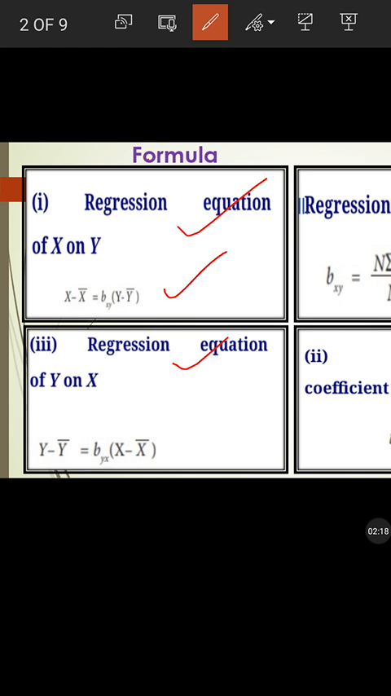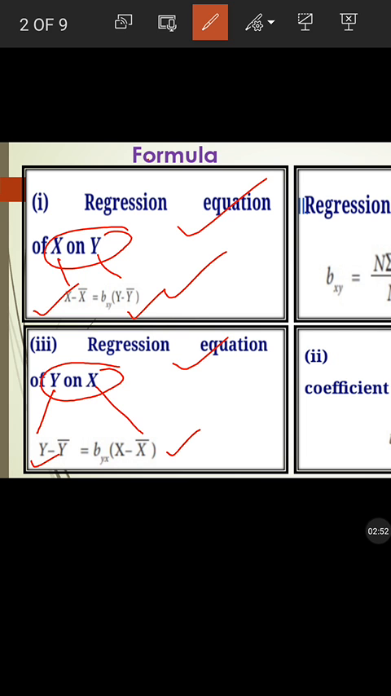Similarly, for regression equation of y on x, the formula is y minus y bar is equal to byx into x minus x bar. So always remember, if the regression equation is x on y, then on the left hand side we'll be having the x values, and on the right hand side we'll be having the y values. Here the regression equation is y on x, so on the left hand side we'll be having the y values, and on the right hand side we'll be having the x values.